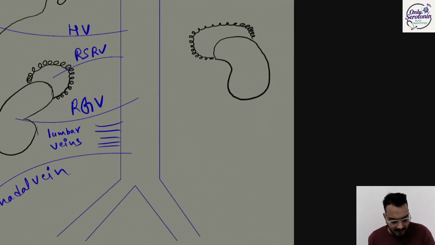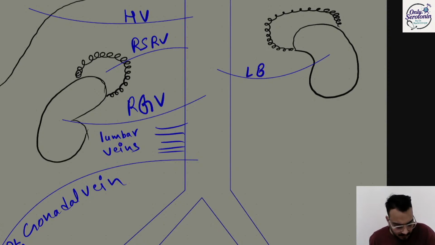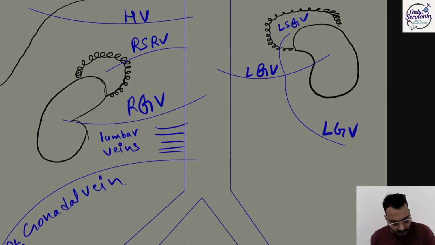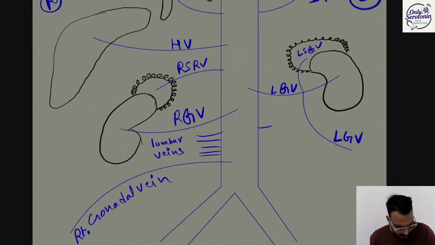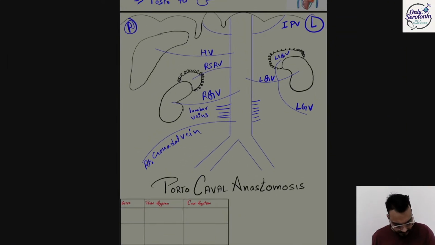What on the left side do you have to remember? On the left side I am having the left renal vein, and this left renal vein has some branches: the left suprarenal vein and the left gonadal vein. They both are attached to what? They both are attached to the left renal vein. These are the lumbar veins.